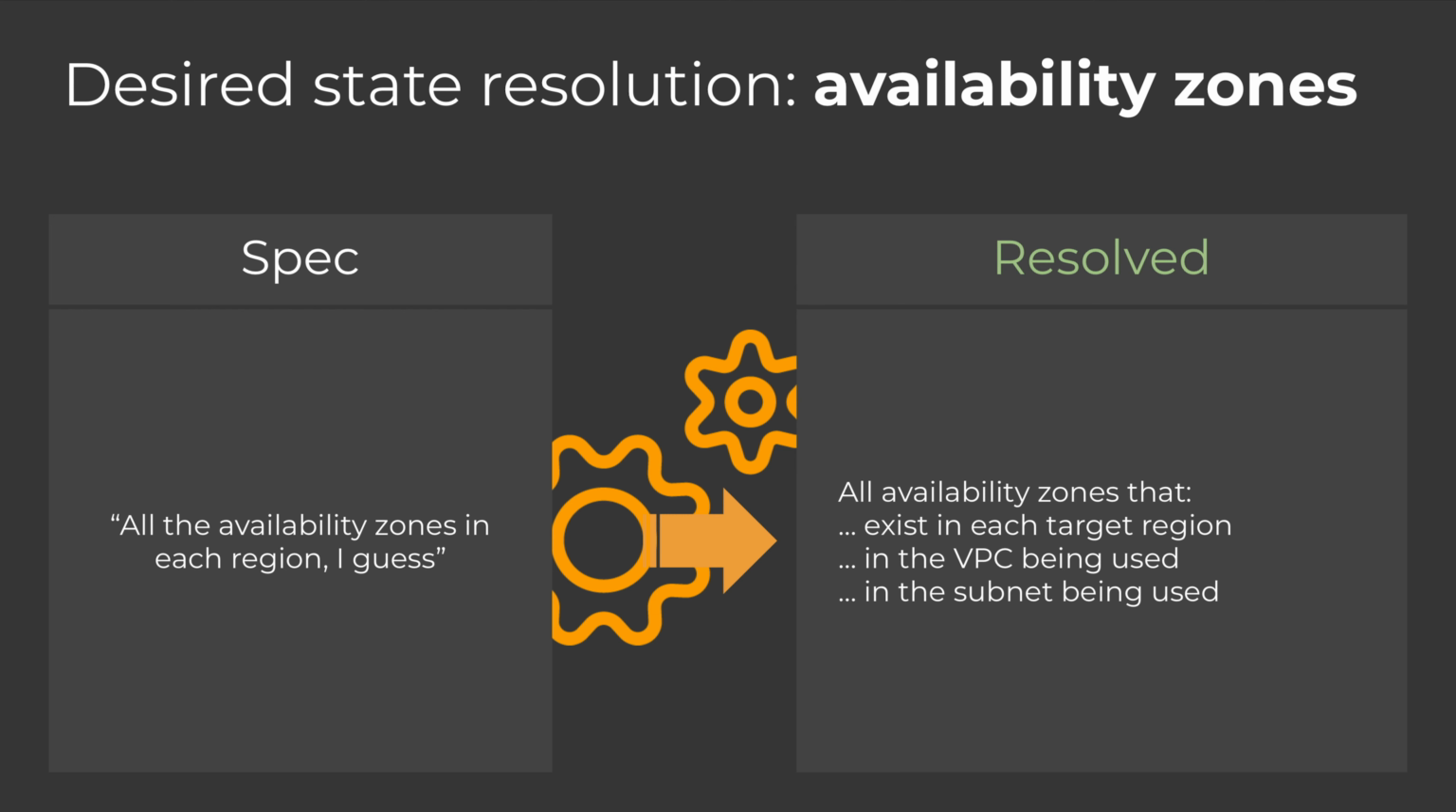So let's look at some concrete examples of what resolving desired state might look like. For example, if your spec says something high level like, well, I don't know what availability zones I need to be in, I'll just be in all of them, balance me across all of the ones in the region. So you can just omit that from the spec. And this exists right now. And we'll just figure out what the availability zones are in the regions you're targeting, in that VPC, in that subnet, and we'll just apply all of them.